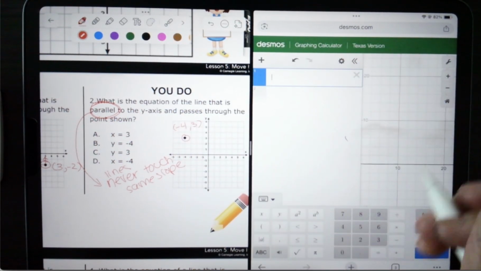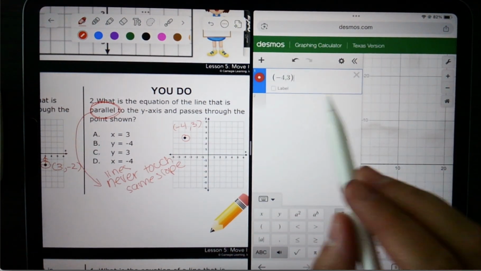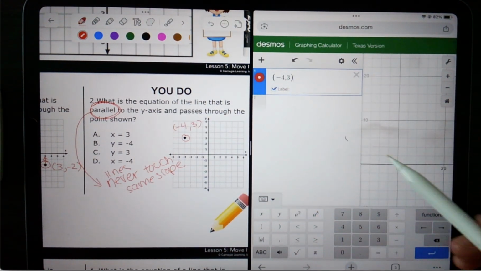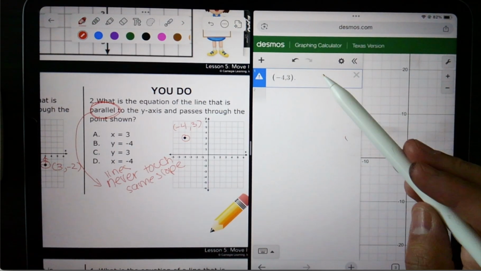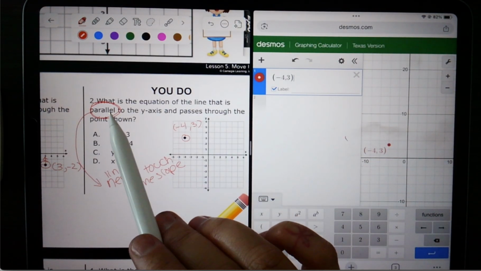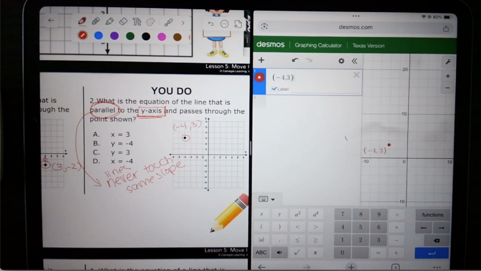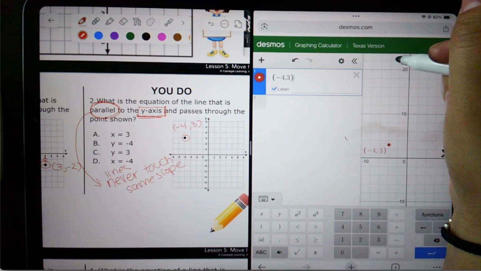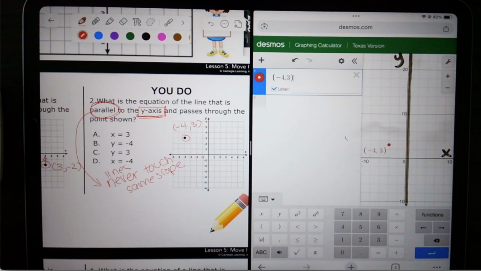So I'm going to put my point into Desmos, parentheses, negative 4, comma, 3, parentheses, label it. I don't see my point, so I'm going to press the home button right there. I still don't see my point. Oh, just kidding. I wrote it wrong. Now I see my point right here. And I want to be parallel to the y-axis. So remember, this is my x, this is my y. So I want to be parallel to this line right here. Parallel. I don't want to touch this line.